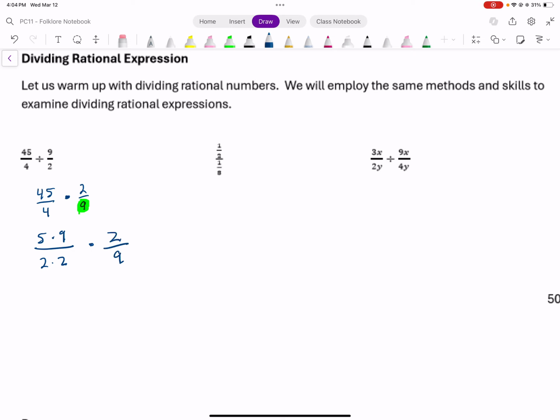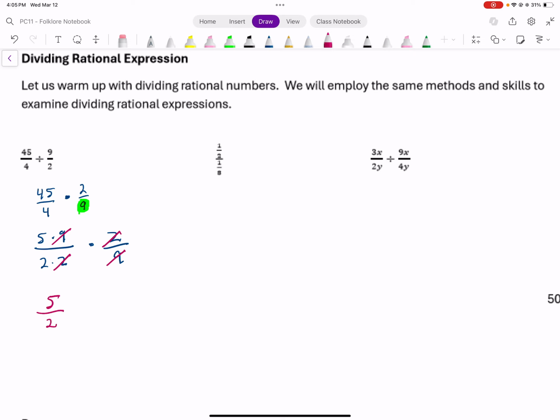And what I'm able to recognize is that in this multiplication, I have a common factor of 9 in both the numerator and denominator. Those are the factor pairs. In the numerator and denominator, I also have a common factor of 2. So 45 over 4 divided by 9 over 2 can be simplified into, I have a factor of 5 in the top, a factor of 2 in the bottom. So 5 over 2. Wow, that was pretty straightforward.